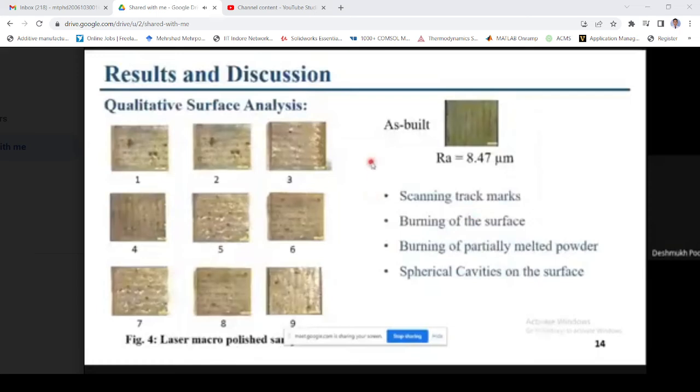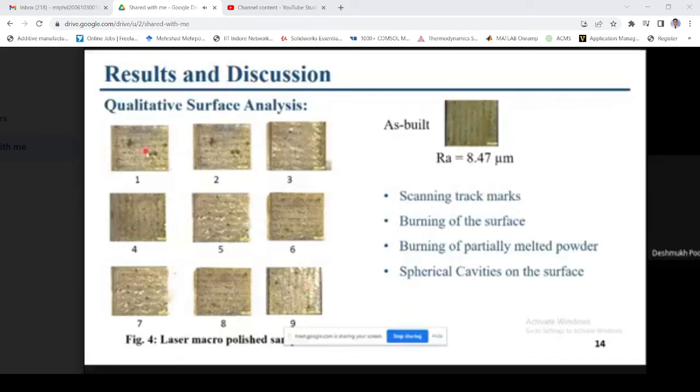Next is qualitative surface analysis. As we know, we can say something about the quality of any surface just by observing it. So these images are taken from a stereo microscope to observe the surface quality before going for further studies. This is the as-built sample. Its surface roughness is 8.4 microns. It is quite dull and the scanning track marks are clearly visible on the surface.